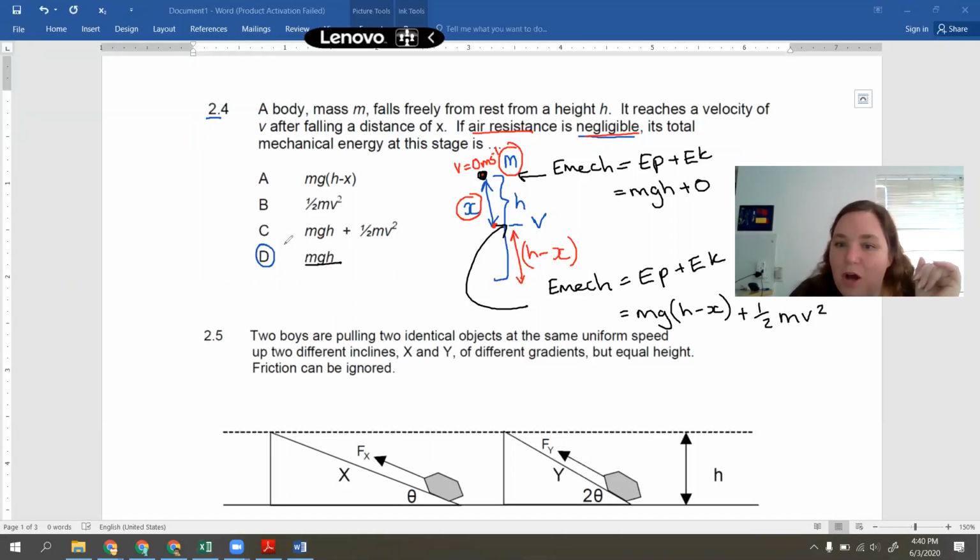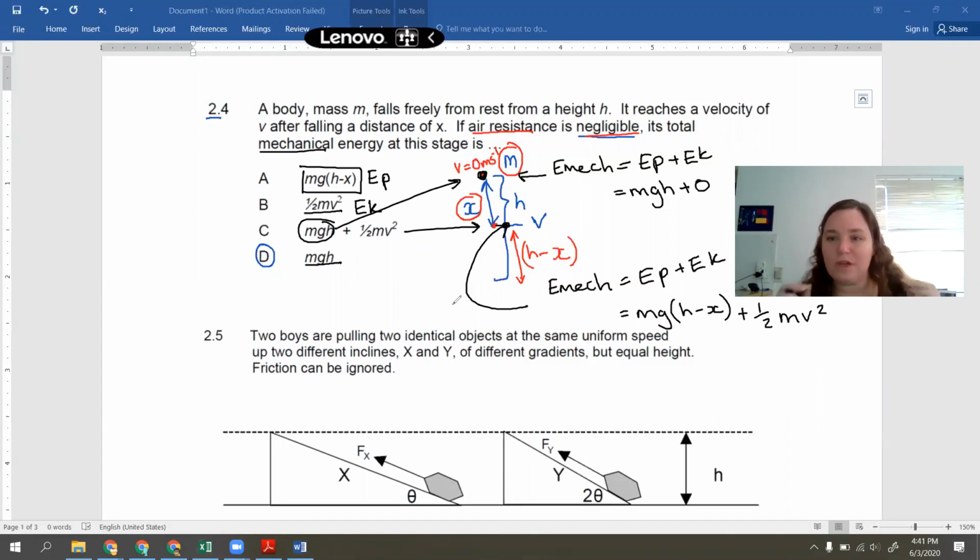And there isn't an option that looks exactly like that one. So this gives you the potential energy at that point, but it doesn't look at the kinetic energy, which means you're not looking at mechanical. This was just potential, this was just kinetic. This one gives you potential plus kinetic, but the problem is that it gives you the potential at the top and the kinetic at this point. So we're not talking about one point, which makes the answer wrong. So therefore the answer is D.